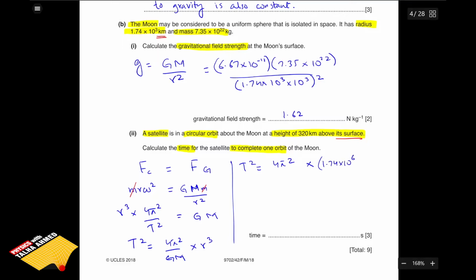So once you do that and you plug in all the values in your calculators, and you don't forget to cube r, and then take the square root of the whole thing on the right hand side, you should be fine. This is a pretty common question, and it does repeat quite a lot. So yeah, we have our answer.